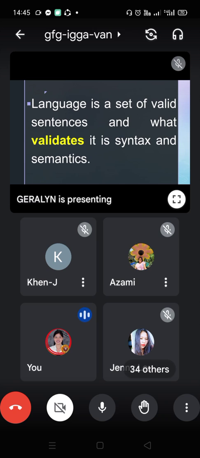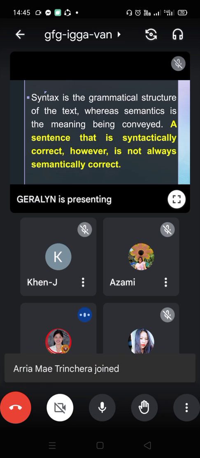Ang nag-validate sa isa ka language as to whether it is correct or not is the syntax and semantics, form and meaning. Take note ha, syntax refers to form or structure, semantics refers to the meaning of the sentence. Syntax is the grammatical structure of the text, whereas semantics is the meaning, as I have repeatedly said a while ago. A sentence that is syntactically correct, however, is not always semantically correct.